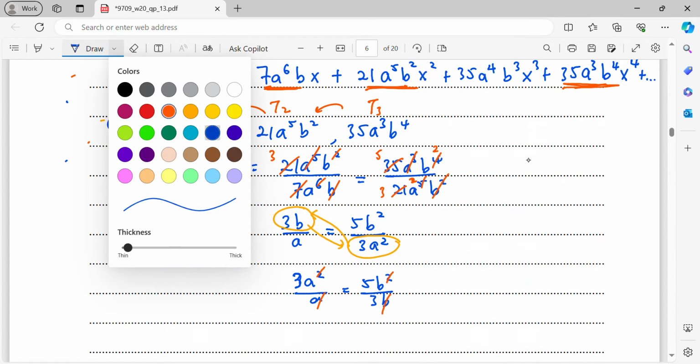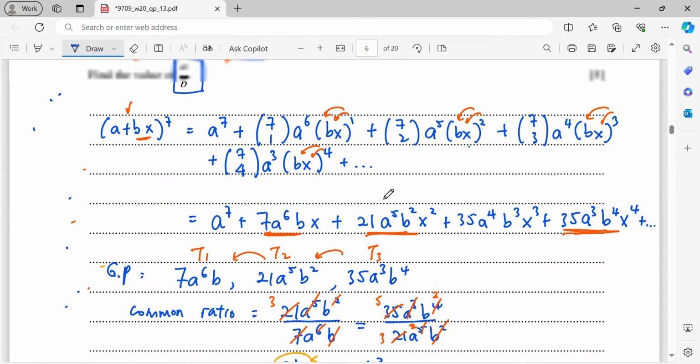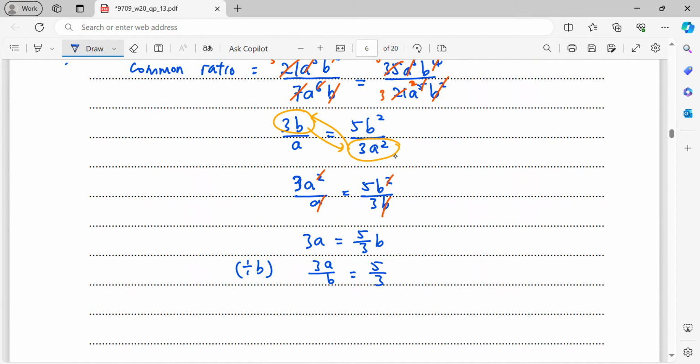Then from here, I need to get a over b, right? So I'm getting 3a equals to 5b over 3. So the b, I just divide the whole equation by b now. Then I will get 3a over b equals to 5 over 3. Then at last, divide by 3. So a over b is 5 over 9. Okay, so that's the solution of this question.